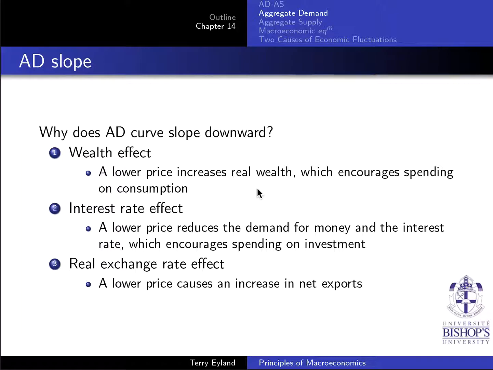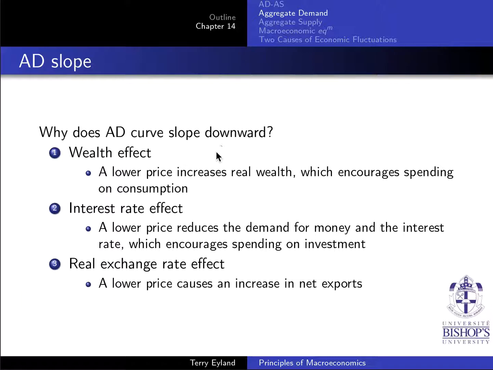But if you want to know why the aggregate demand curve slopes downward, this slide here has the main three reasons. So I'll just rapidly go through them. It's interesting to know why it's shaped this way, but it's what comes after that is going to be more relevant for the rest of this chapter and for the next chapter as well. So why does the aggregate demand curve slope downward?